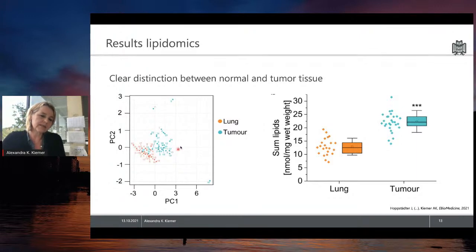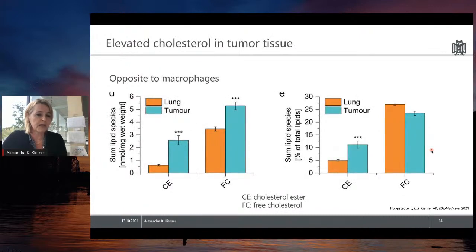But what you can see here is that, again, the normal tissue and the tumor tissue can be pretty nicely separated by this principal component analysis. And when we just summed up all lipids which we found and normalized this to the weight of the respective tissue sample, you really see that we have about double the amount of lipids, all lipids taken together, in the tumors compared to the normal lung tissue.